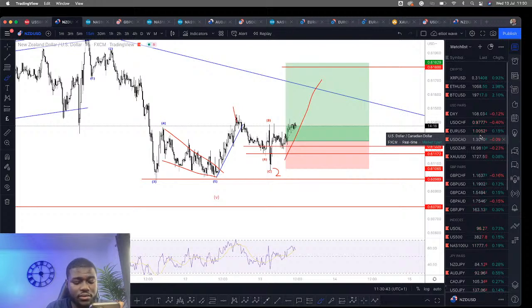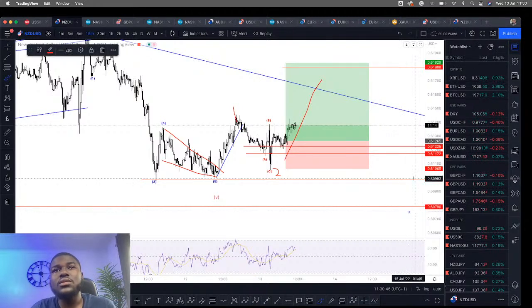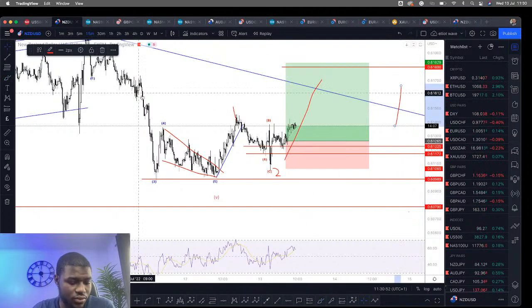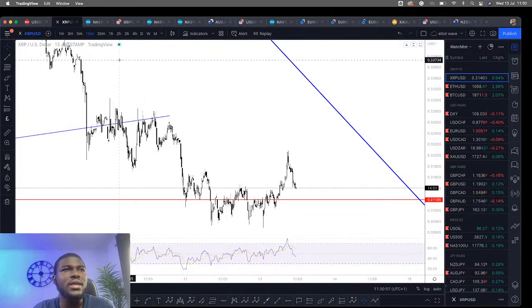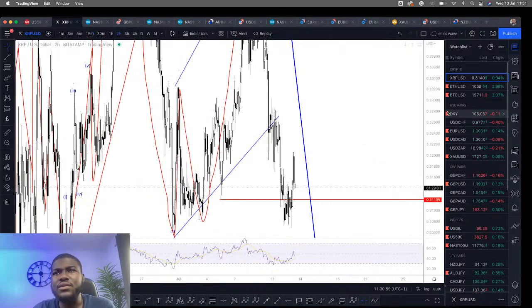So as you all know, I do start my analysis from the higher time frame, and I do start it from the crypto space, which is the first in the list right here. Let's see what we have for crypto.